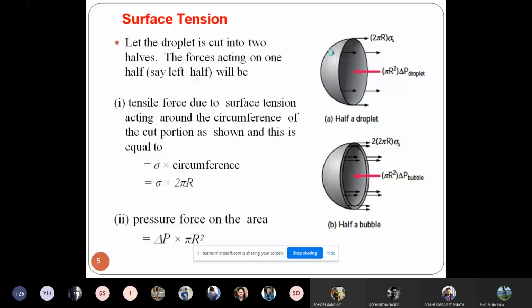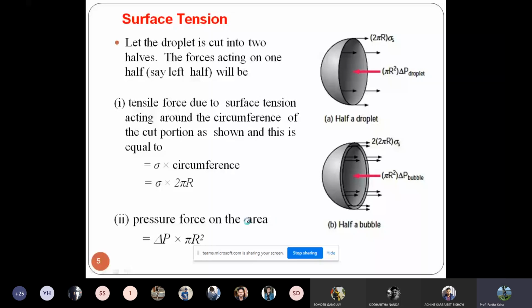You can see here the tensile force is given by the circumference times the surface tension. Now what is the circumference? This is 2 pi R because capital R is the radius. And the pressure force is nothing but the pressure times area. So that is the total amount of pressure force. If the pressure difference is del P, the area of that half circle is pi R square. So these two forces coexist on this spherical droplet and balance each other.